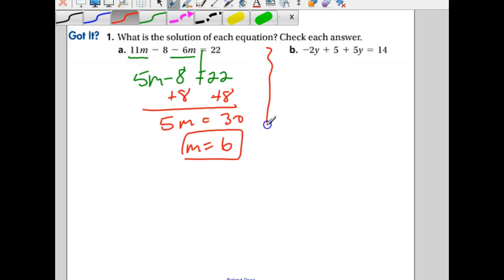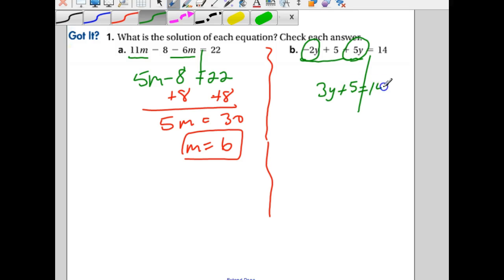Same idea on this side. You've got variables on the same side of the equation. These two particularly, 5y and negative 2y. You combine the like terms. So negative 2y and 5y makes 3y plus 5. On the other side you've got 14.